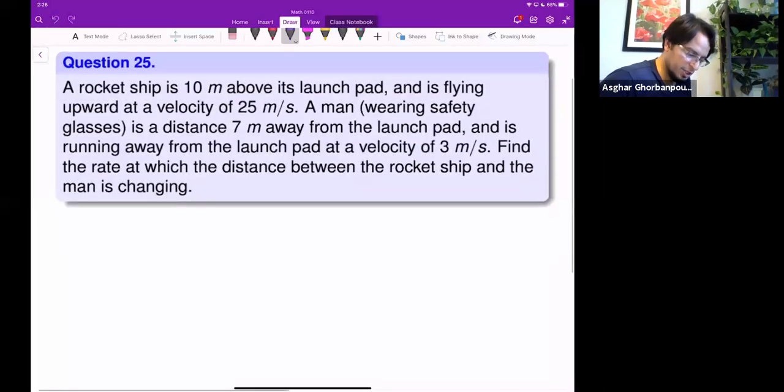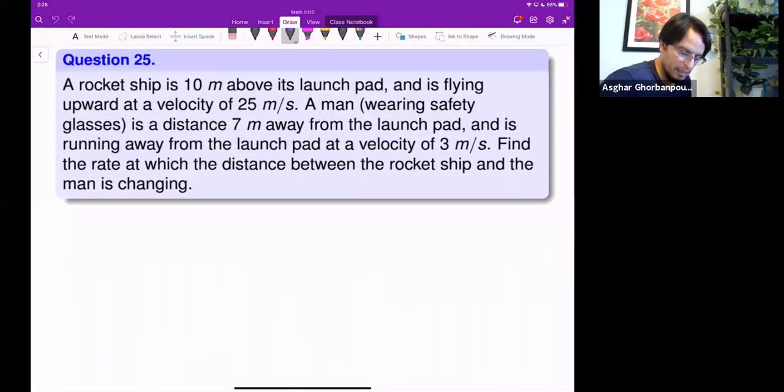So a rocket ship is 10 meters above its launch pad. So if this is the launch pad, it is here. This is 10 meters above the launch pad.